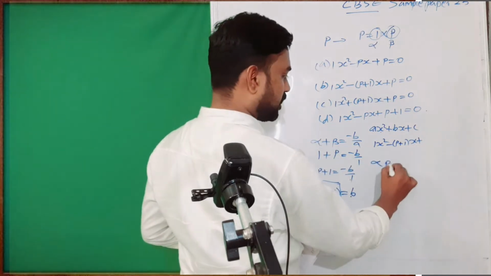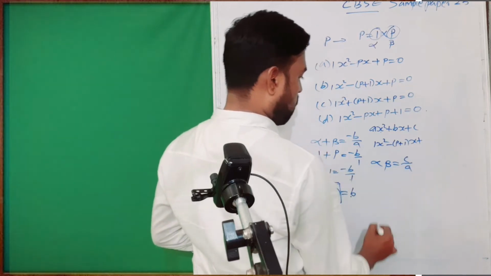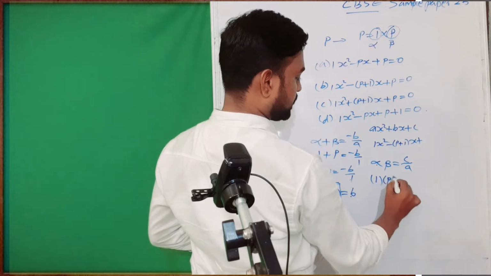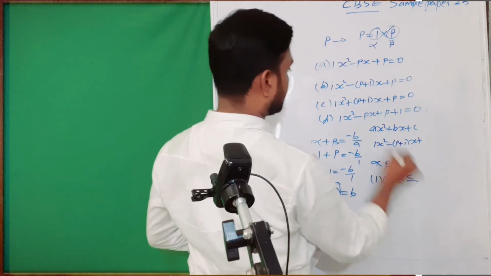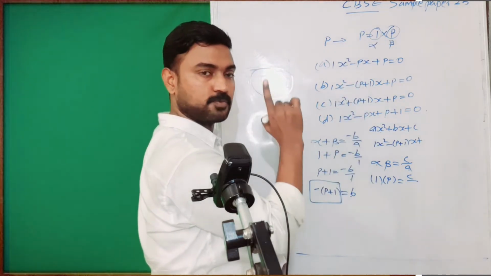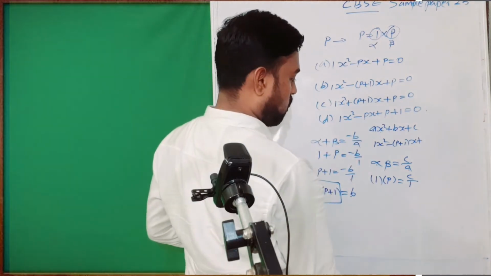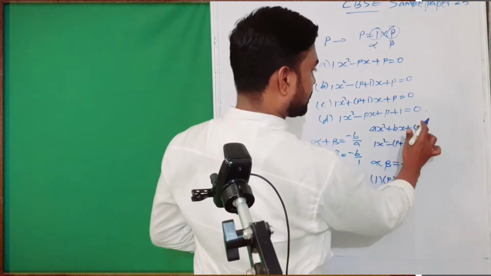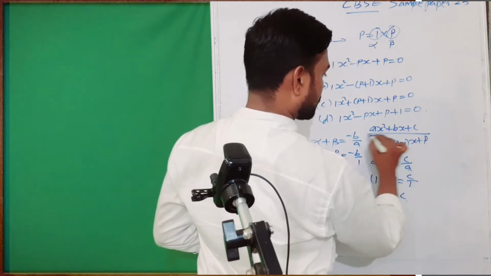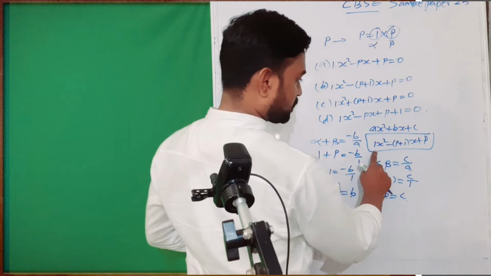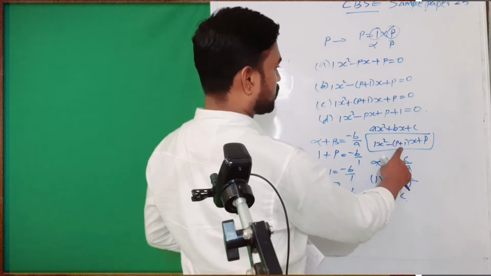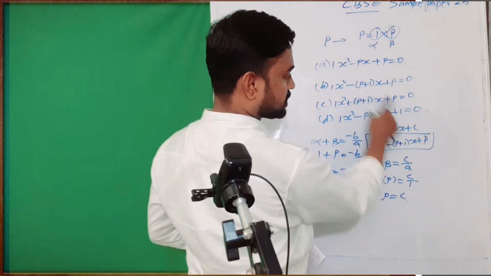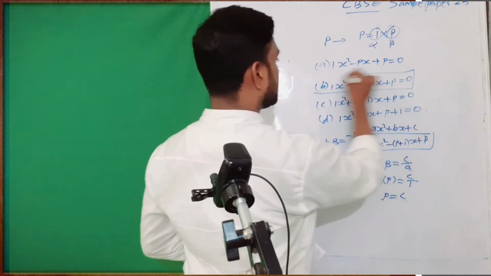A we got 1, so 1x square, and b we got minus of p plus 1 into x plus c. What is alpha beta? Alpha beta is equal to c by a. Alpha is 1 and beta is p, so 1 into p is equal to c by a. A means the coefficient of x square, which is 1. So 1 into p is equal to c. That means c is equal to p. So the last term c will be p. So this is the quadratic equation: 1x square minus of p plus 1 into x plus p. So option B is the right answer.